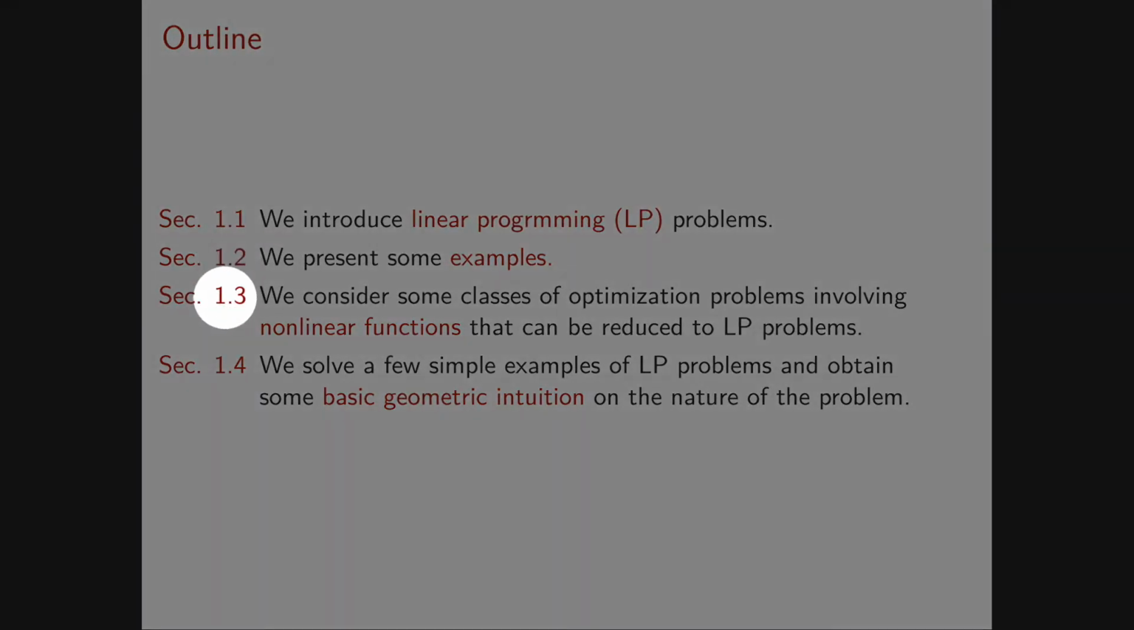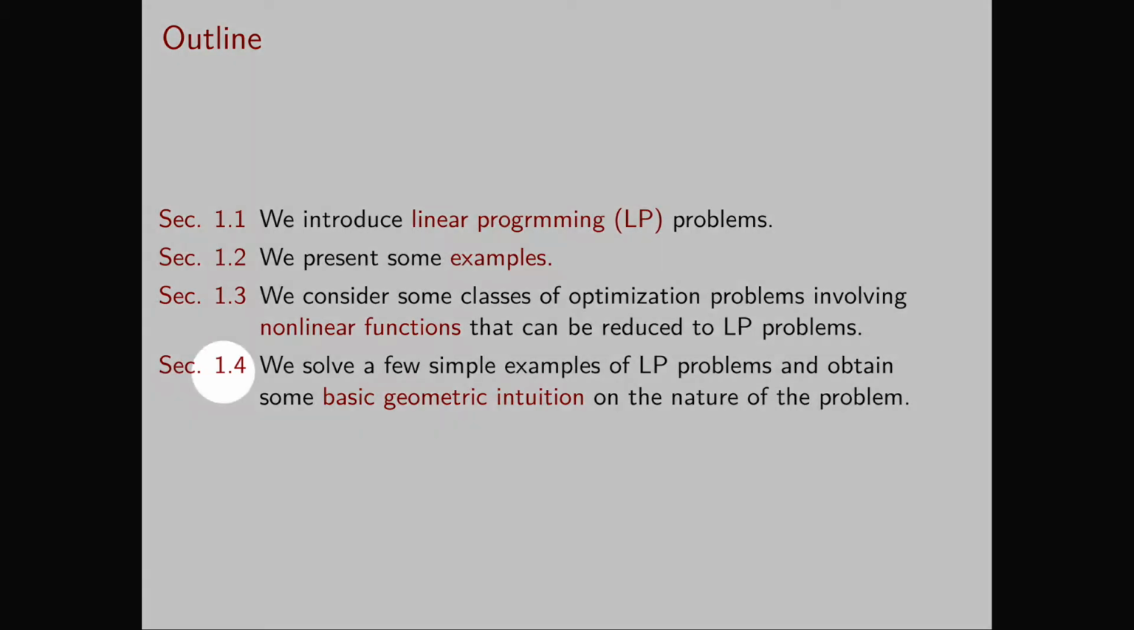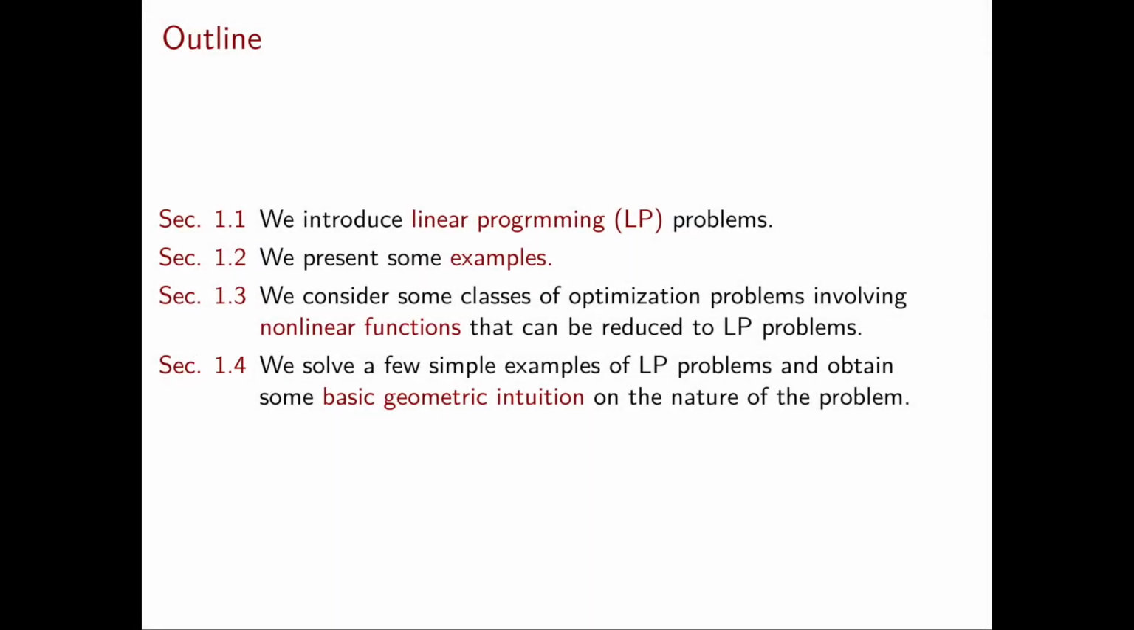Then, in section 1.3, we will consider some classes of optimization problems which are not linear programming problems. However, they can be reformulated and therefore solved as linear programming problems, and we're going to see how we can do that. In section 1.4, we then look at some very simple examples of linear programming problems in low dimension. This will allow us to obtain some basic geometric intuition on the problem and will allow us also to understand how to solve these problems, at least in these very low dimensional cases.